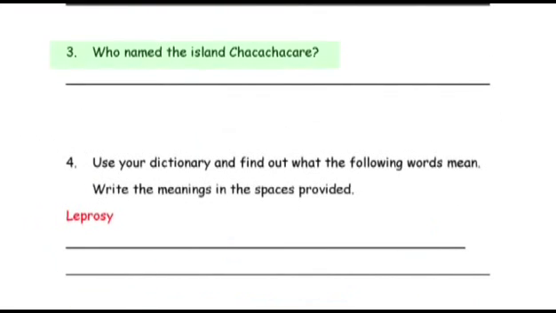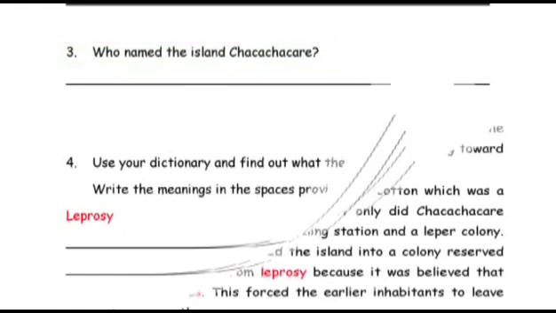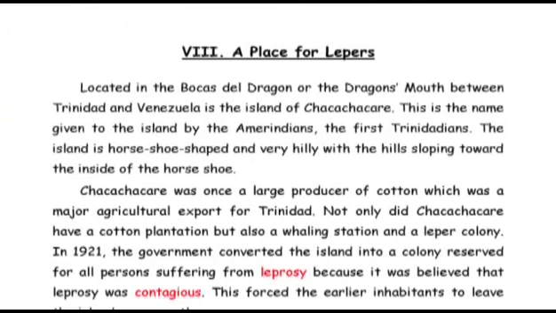Question 3. Who named the island Shakashakari? To find out who named the island, we must scan the passage to find the word name or named. We know that the first inhabitants of Trinidad and Tobago and the Caribbean were the Amerindians, so maybe they named the island. Let's see. Aha! There in paragraph 1. This is the name given to the island by the Amerindians, the first Trinidadians.